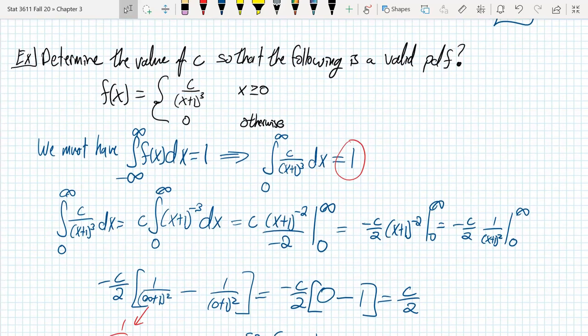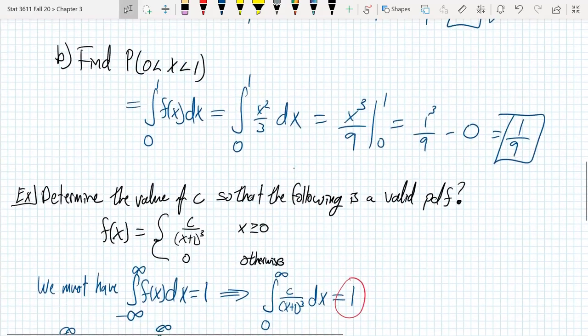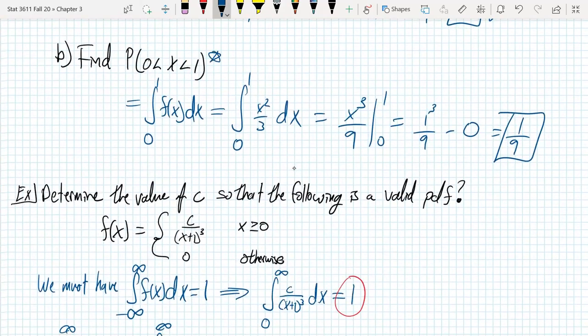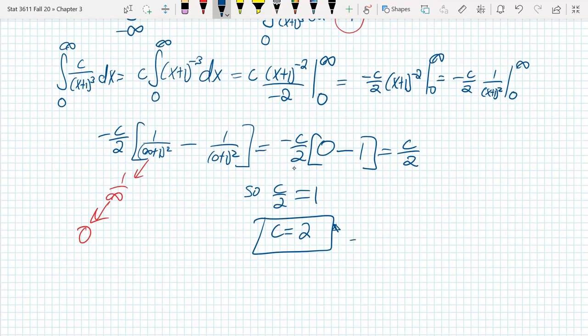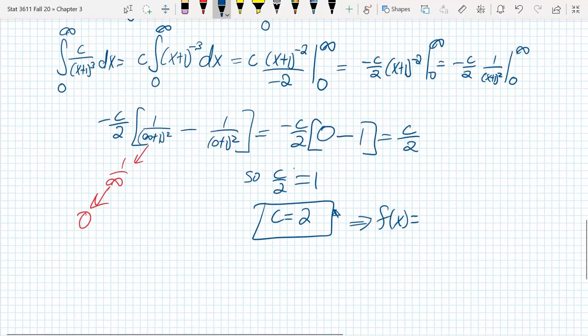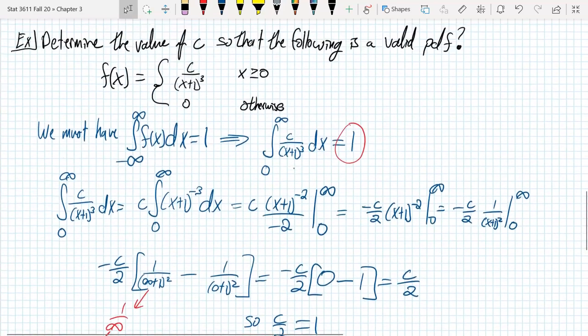All right. Cool. Once we know that, then you could do other questions, right? You could ask a follow-up, a probability question like this: find the probability x is between 0 and 1 or whatever, and you can just use this value that c is equal to 2, right? So in this case, we could say f of x is equal to 2 over x plus 1 cubed for x greater than or equal to 0, and 0 otherwise.